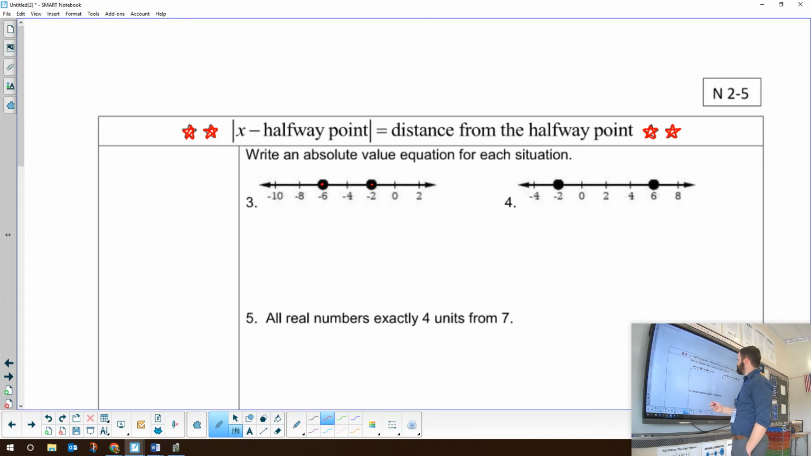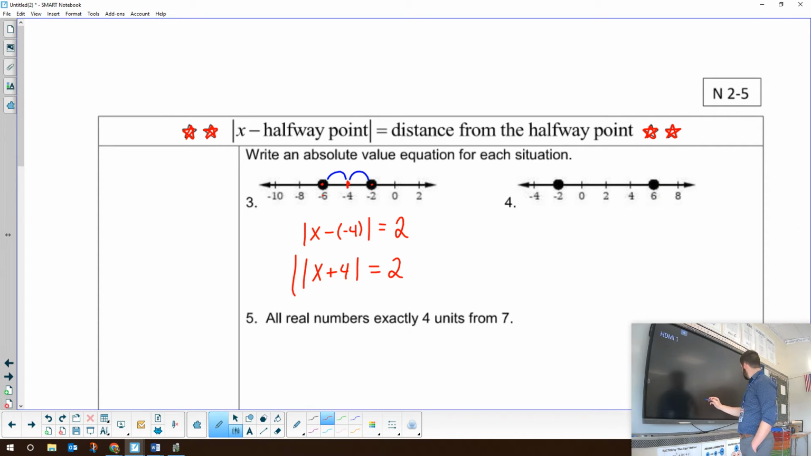But let's take a look at this first one. We have -6 and -2. Let me show you the trick. So we go x minus the halfway point. Well, the halfway point between -6 and -2 is -4. So we're going to go the absolute value of x minus -4 equals, well, the distance from the halfway point. So there's my halfway point. To get from -4 to -2, we have a distance of 2. And the same thing this way. So that one's going to be 2. And then we can simplify it. If we're minusing a negative, that's going to be plus. So we're going to have x plus 4 equals 2.